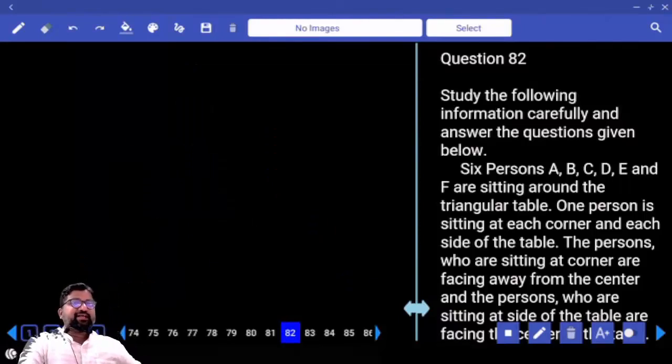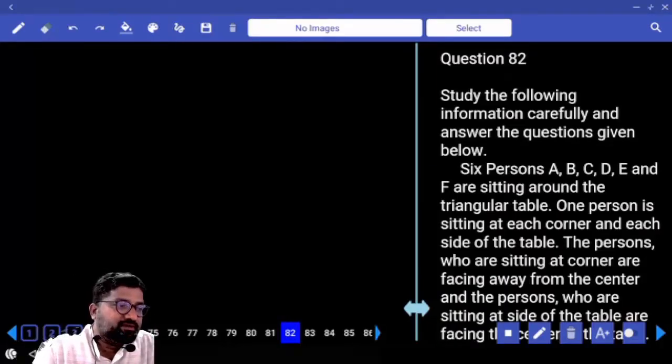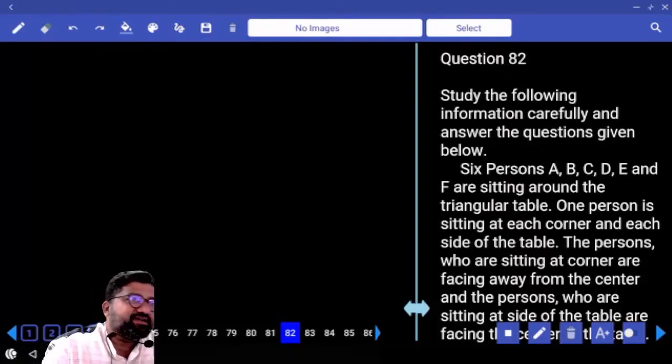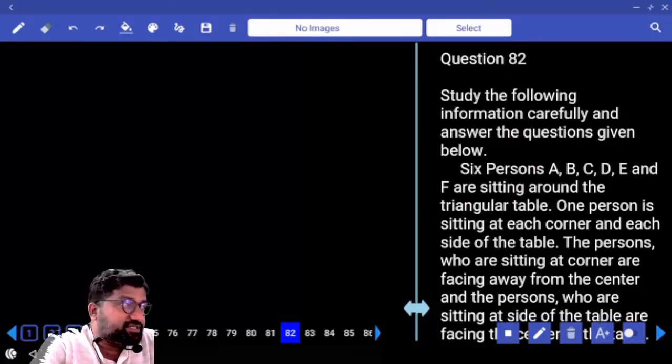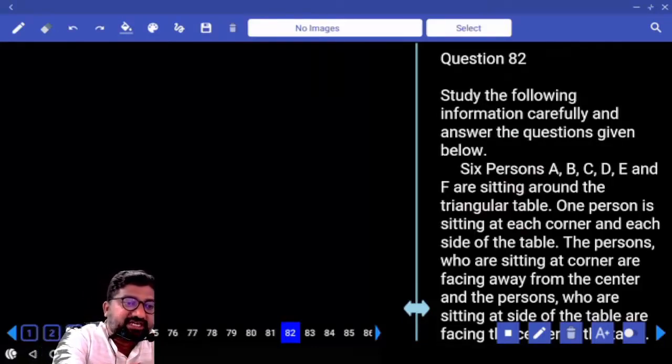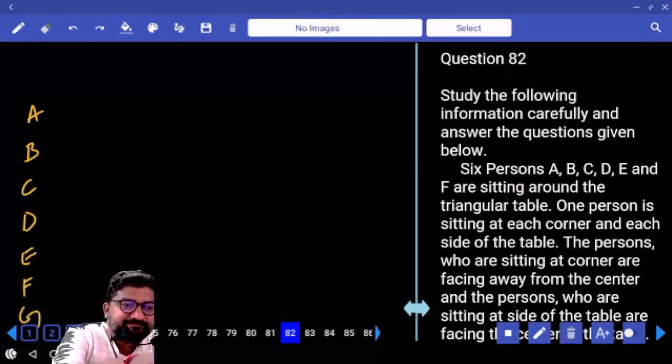How many parameters are there for this question? Only one parameter. You have to distribute their professions. This question is based on a single parameter. How to solve single parameter questions? I'll teach you. Now listen. A, B, C, D, E, F, G.